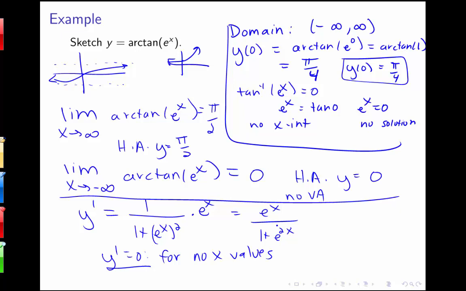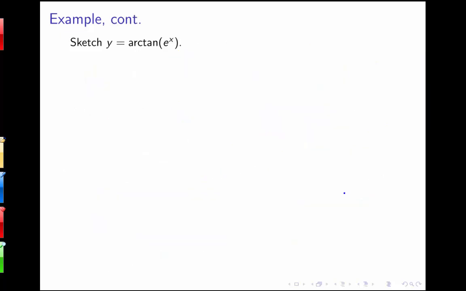Okay, so in terms of our sign chart, we're going to have the same sign for all values that we can plug in. And if we look at y prime here, any x value that I plug in is going to give me something positive, which tells me that my function is always increasing. And I have no local extreme values. Okay, so what about the second derivative? Well, we found the first derivative was e to the x all over 1 plus e to the 2x.